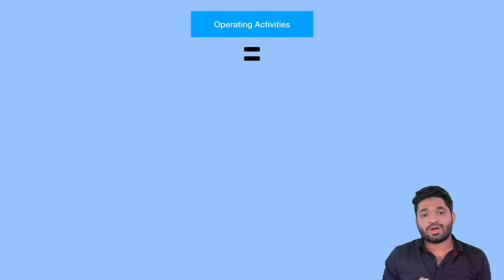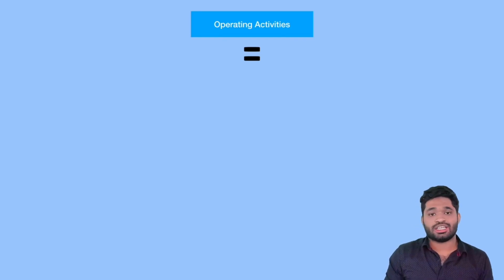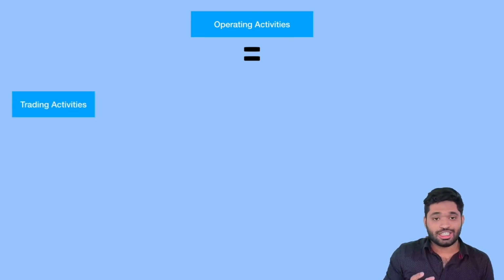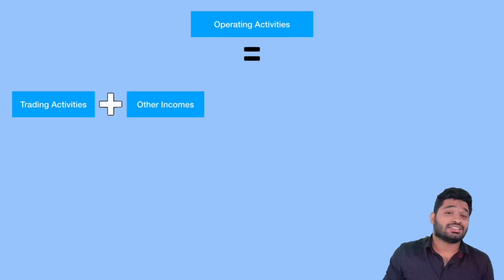Now let's look at the operating activities of an organization, the second tier. We looked at trading activities, which was the first tier. Now we are looking at the operating activities, which is going to be the second tier in your organizations. Now the operating activities will include the trading activities plus any other income. Now other income is revenue that is generated by the organization that is not from the main business activities.